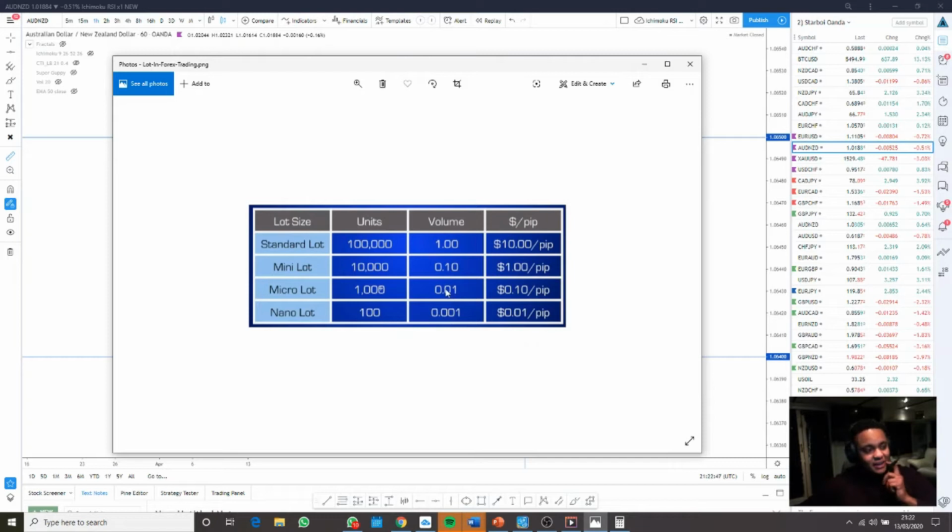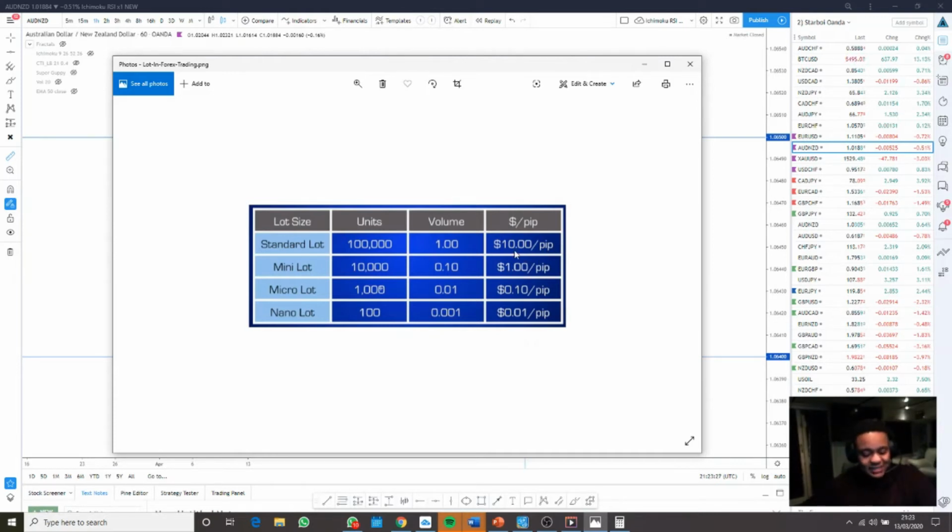But here's really where it gets interesting. So what you find is that you have a volume of 0.01, which is 10 pence per pip. And this is called a micro lot. A mini lot is 0.1. Now what this is telling you is that you are risking £1 per pip movement. Now a standard lot is displayed as 1.0. This tells you that you are risking £10 or $10, whatever currency you're in, per pip movement.